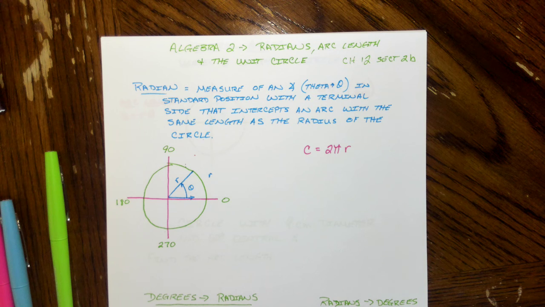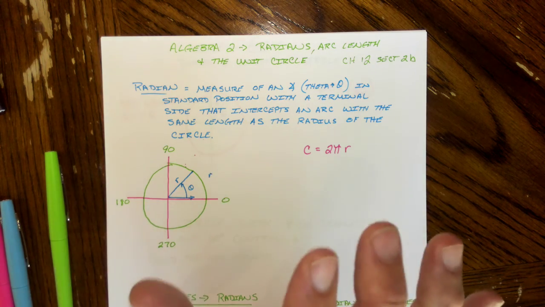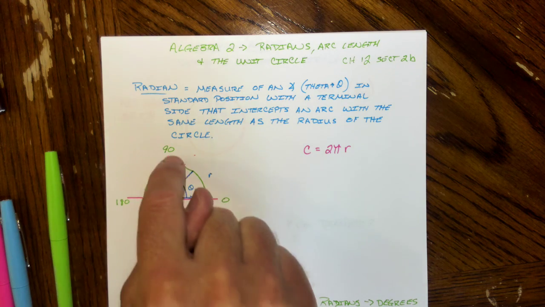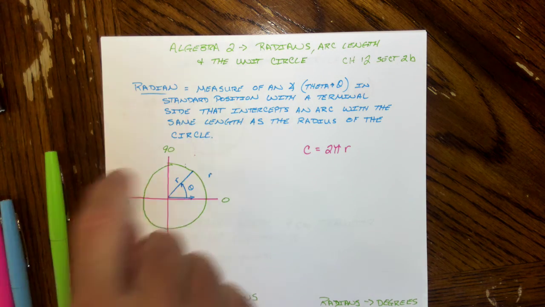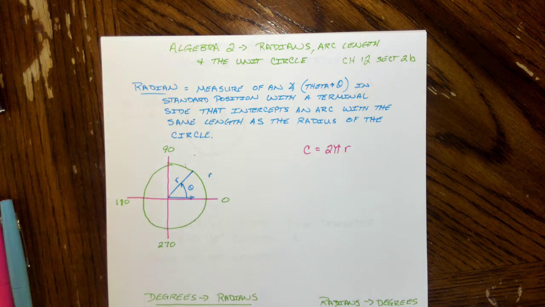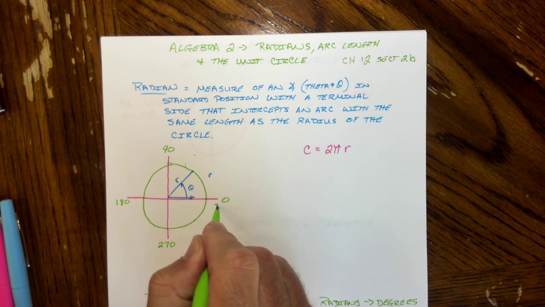Terminal side that intersects an arc with the same length as the radius of the circle. So we'll talk a little bit more of this. This is going to lead to future things to do. So here's our diagram. And I've done everything counterclockwise, so 90, 180, 270, 360. It started at 0, so that would also be 360 as well.